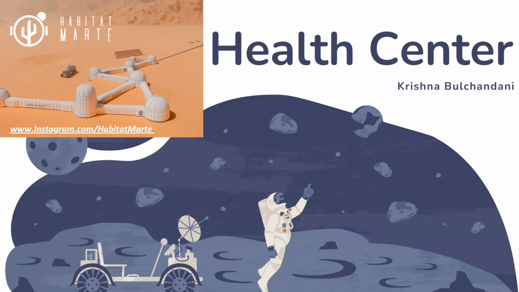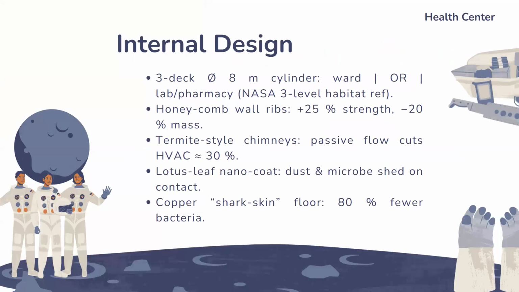So let's start with the health center design. So first we'll look at the internal design. It is a vertically aligned cylindrical module with a diameter of around 8 meters and three distinct operational decks. Each level of the structure is meticulously dedicated to a critical medical function.